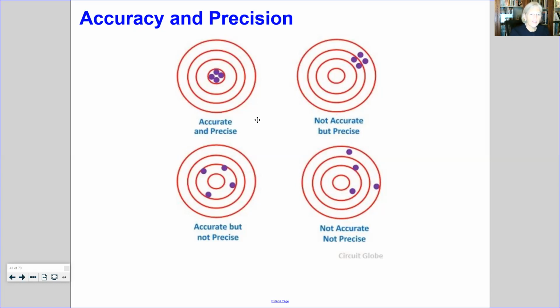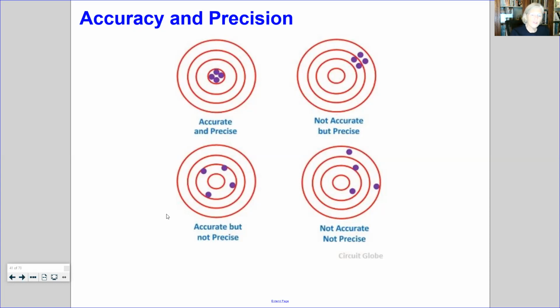Precision, however, is how close all of your data is to each other. So if I'm shooting arrows at a bullseye, you see that all of these arrows are close to each other. It looks like I'm shooting my arrows consistently. This is very precise in this example, but not accurate. So you see the difference between accurate and precise. This is accurate and precise. The second bullseye is not accurate when you average those 4, but it is precise.